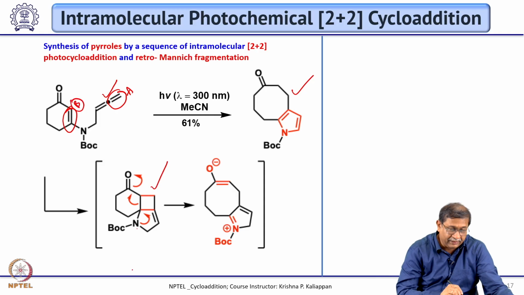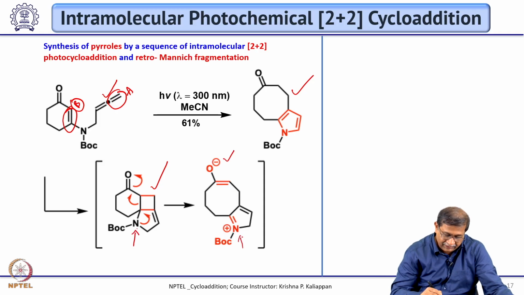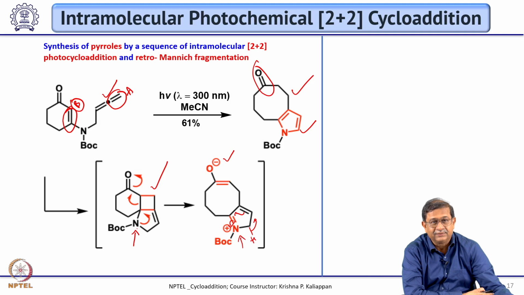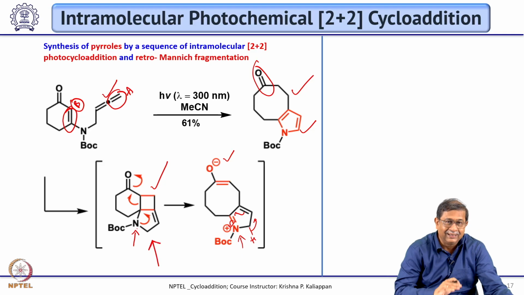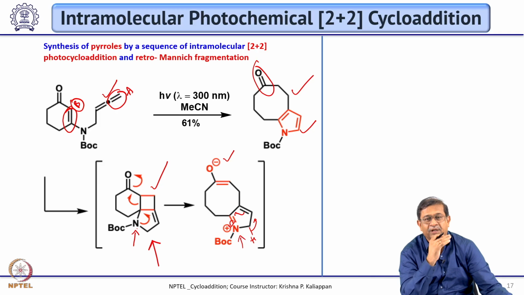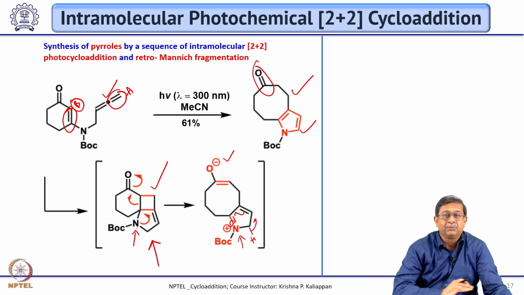Then the lone pair on the nitrogen of N-Boc opens the cyclobutane to generate enolate as well as here iminium. Then it can undergo aromatization to form pyrrole, and this keto-enol tautomerism gives the corresponding ketone. So, this is a very nice way to make substituted pyrrole, and this particular reaction is called retro-Mannich reaction. So, a combination of 2+2 photocycloaddition followed by retro-Mannich fragmentation, one can get pyrroles.